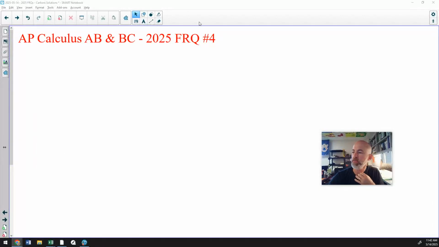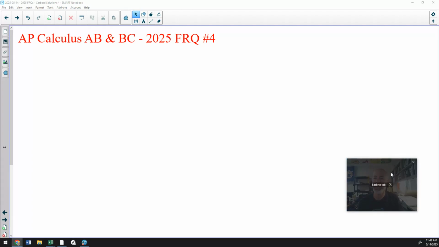Let's look at question number 4 from the 2025 AP Calculus exam. This is a common question with AB and BC. I have not read the question yet. You get to see me solve this in real time with no rehearsal, so I will possibly make a mistake, and if I do, please point it out in the comments.